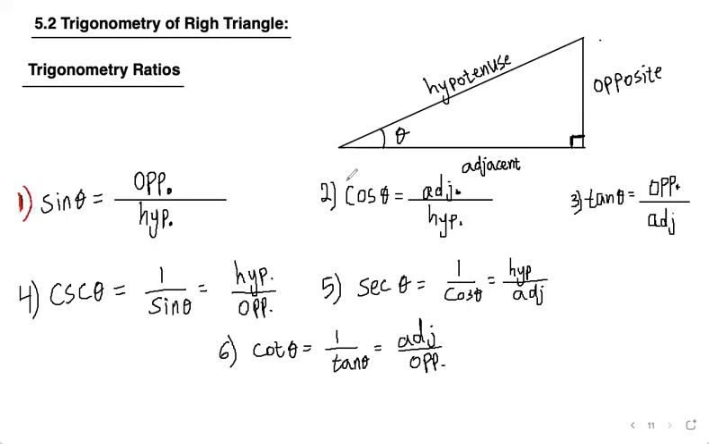This is very important: 1, 2, 3, number 4, number 5, and number 6. This is what you have to memorize. Sine, opposite over hypotenuse. Cosine is adjacent over hypotenuse. Tan is opposite over adjacent. Cosecant is 1 over sine, the reciprocal of sine. Secant, 1 over cosine. Cotan is 1 over tan. And you have to flip all of these: this one for the cotan, this one for the secant, and this one for the cosecant.